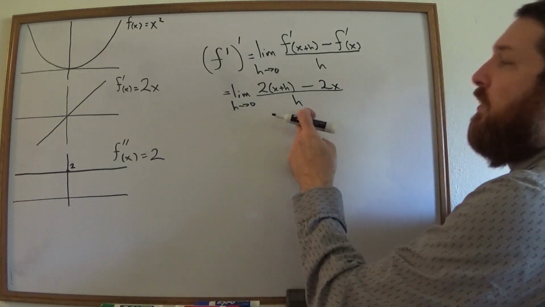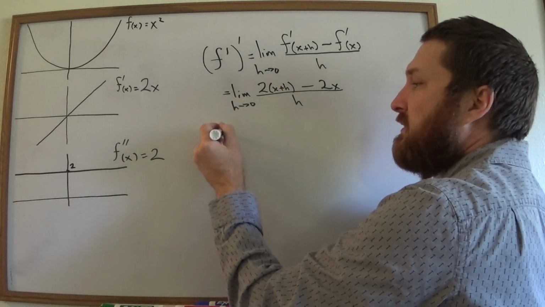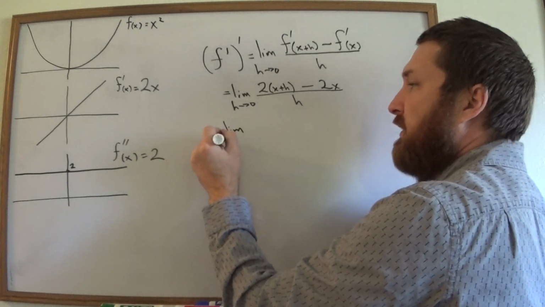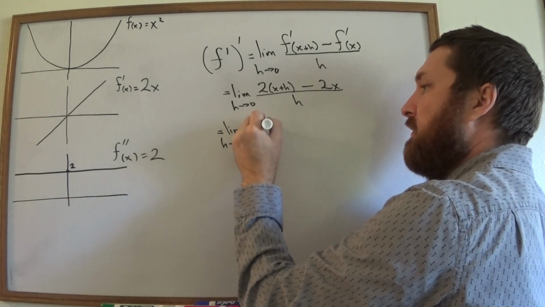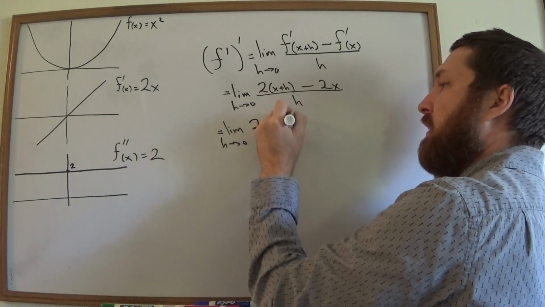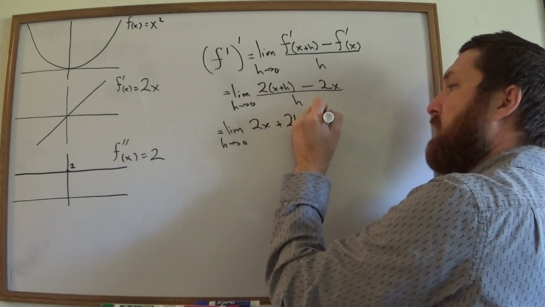Now, I have the problem with h, and so to get rid of it, hopefully something's going to cancel out. I'm just going to multiply everybody out on the top, and hopefully something will work. So that 2 goes into there, 2x, 2 goes into there, we get 2h minus 2x.